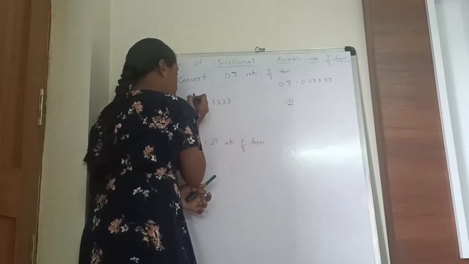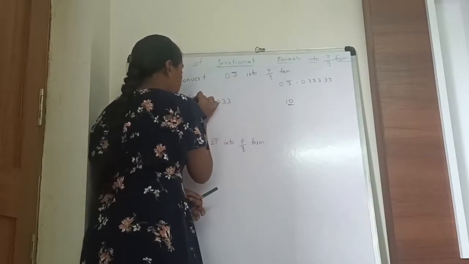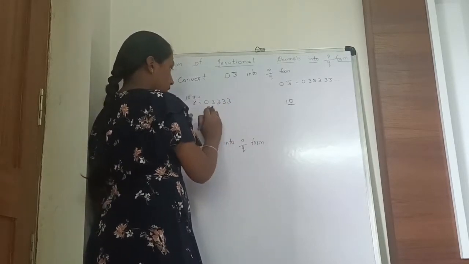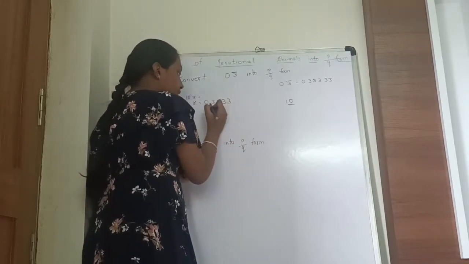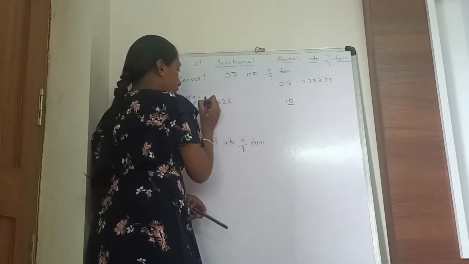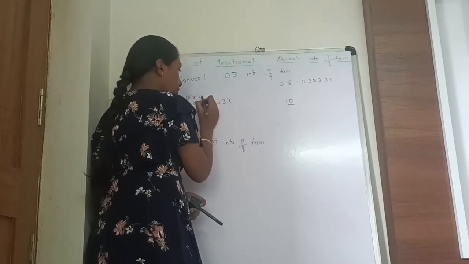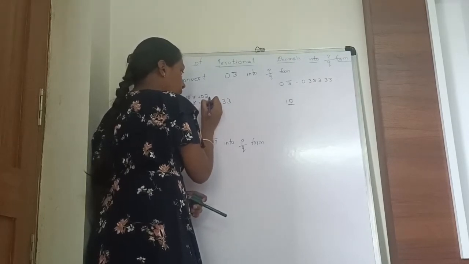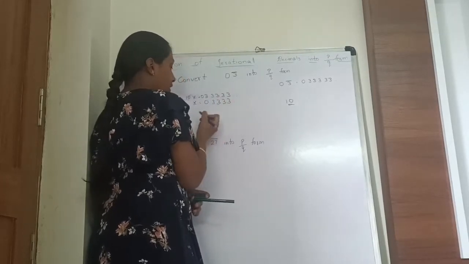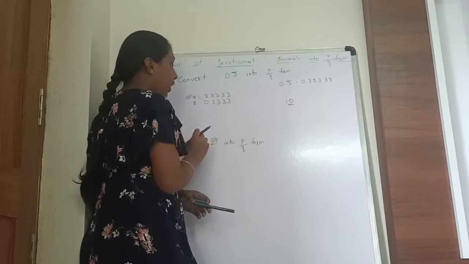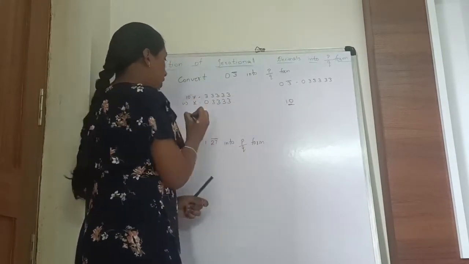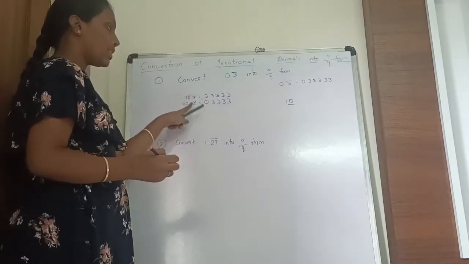So 10x equals, when we multiply any number which has a decimal by 10, the decimal just hops over one place. So it's going to be 3.3333 and so on. So we have to subtract these two values, 10x as well as x.